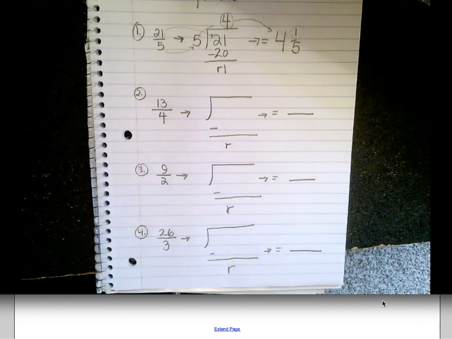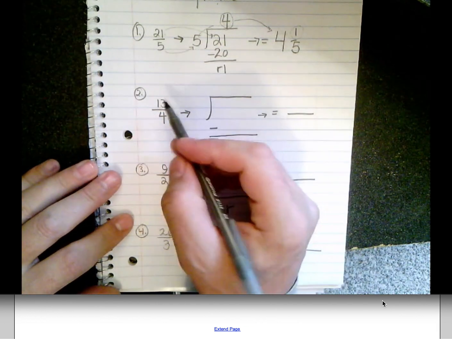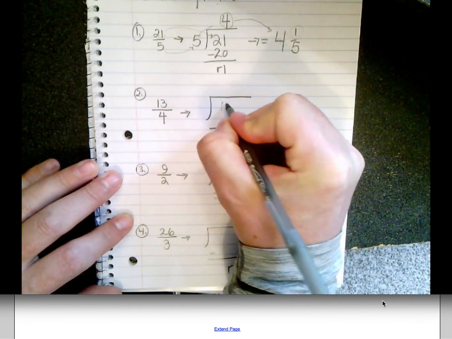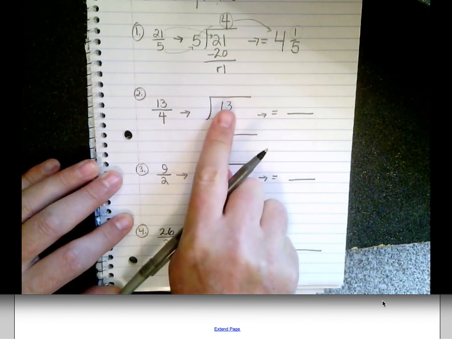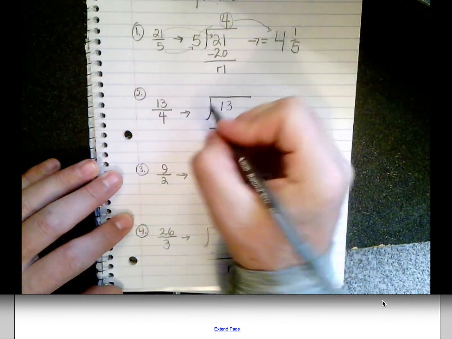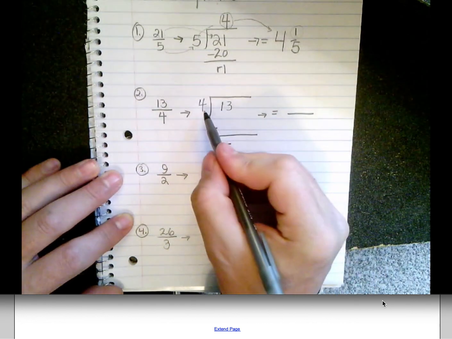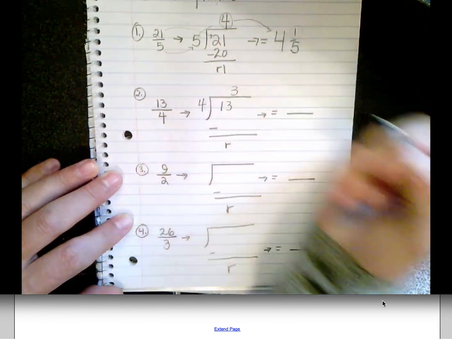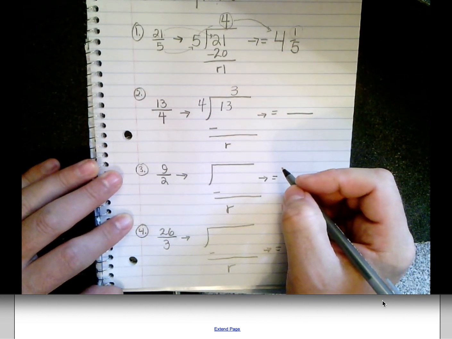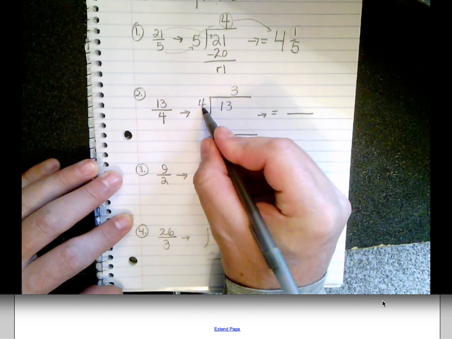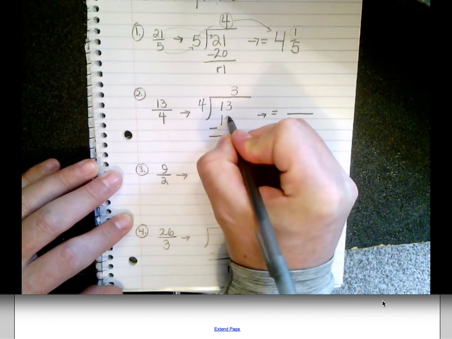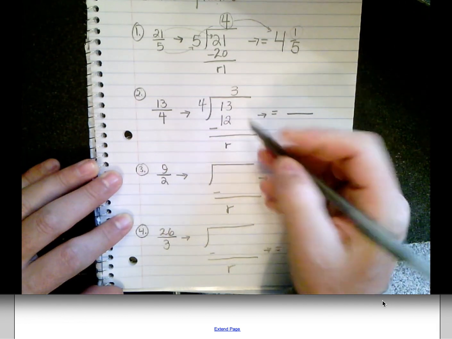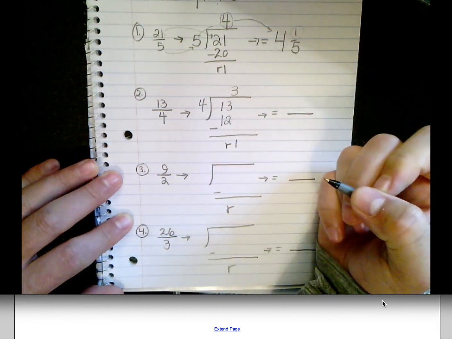Okay, now that you're back, hopefully you have done all the work. Since the numerator is 13, the numerator will go in the box. It'll be the dividend. And we're going to divide it by 4. 4 can multiply into 13 3 times without going over. 4 times 3, that product is 12. Then we subtract, and we get a numerator of 1 again.